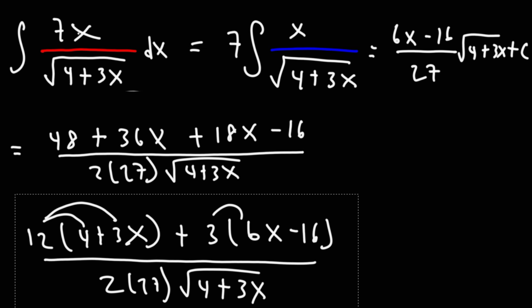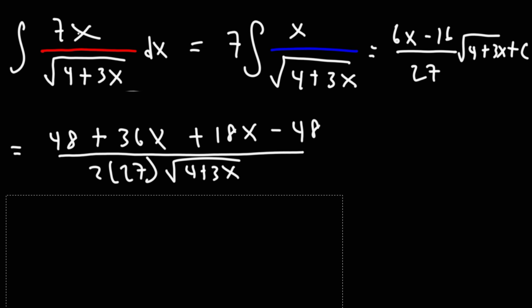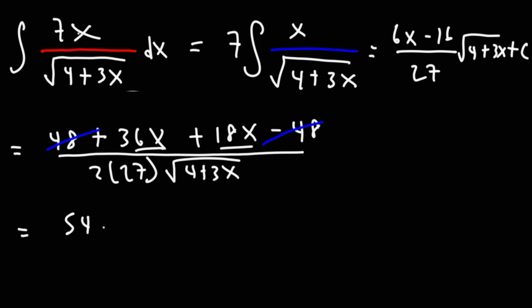And I need to correct something. I just realized a mistake I made. 3 times 16 is not 16. 3 times negative 16 is negative 48. Now, notice that we can cancel 48 and negative 48. And 36x plus 18x, that's going to be 54x.